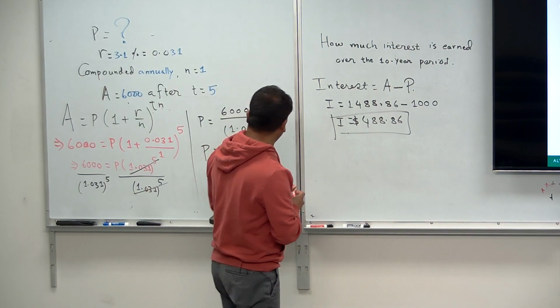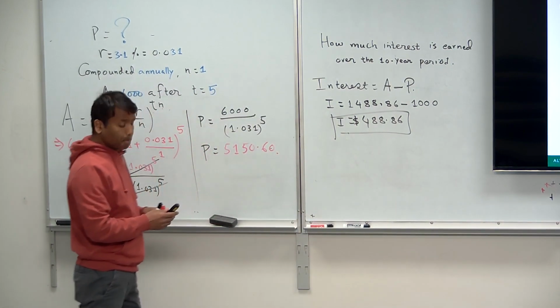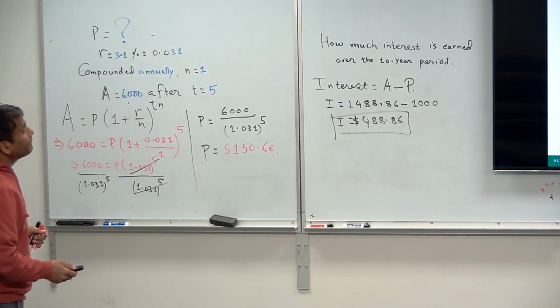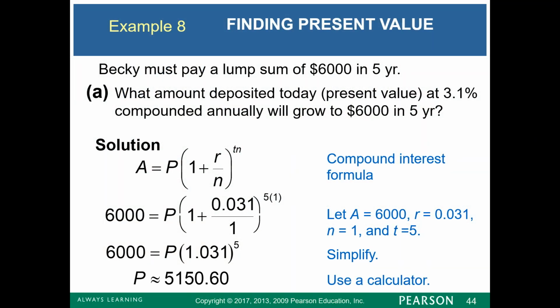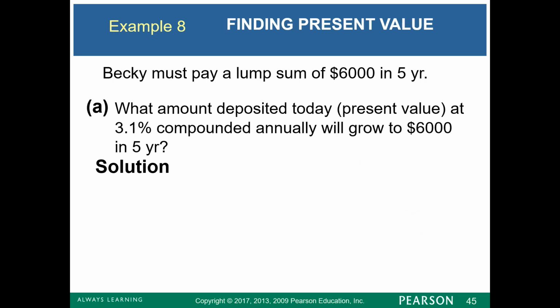Is that right? Does that make sense? 0.031, right? Yeah. Did you get it? Okay.